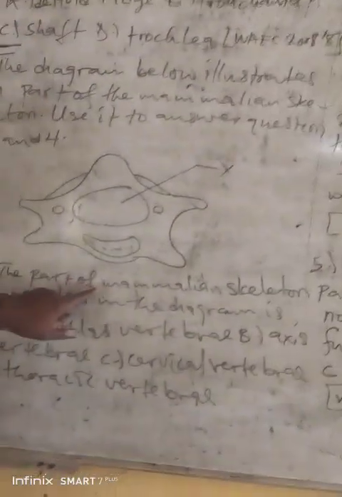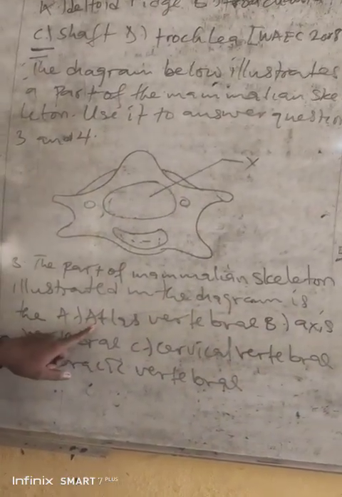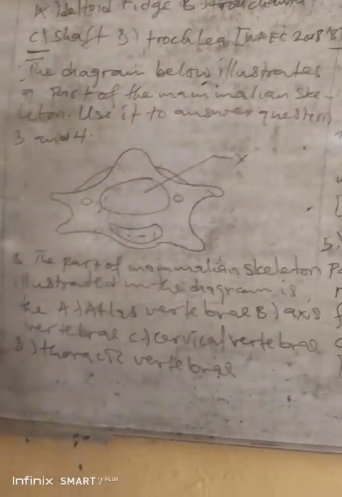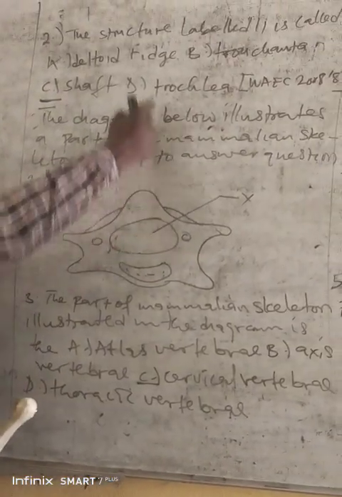The part of the mammalian skeleton illustrated in the diagram is dash. Is it atlas? No. Is it axis? No. Is it cervical? Yes. So it's not thoracic. Why? It does not have a long neural spine. Are we together? Now let's go to number 4.